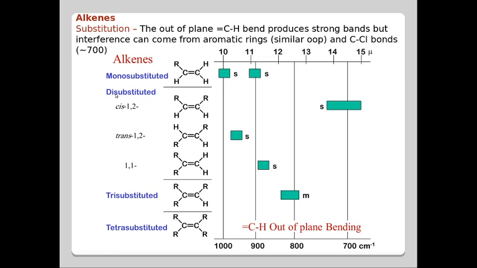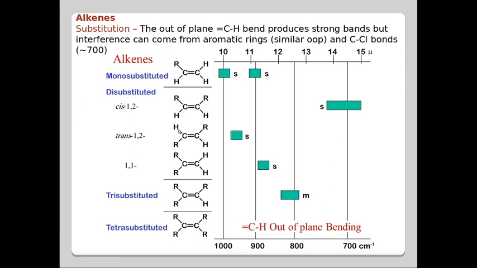In the case of a disubstituted system, we have three different possibilities: cis 1,2, trans 1,2, and the 1,1 system. If we have a cis 1,2 substituted alkene system here, then we shall see a strong, highly intense band in the range of almost 650 centimeter inverse up to 750 centimeter inverse.